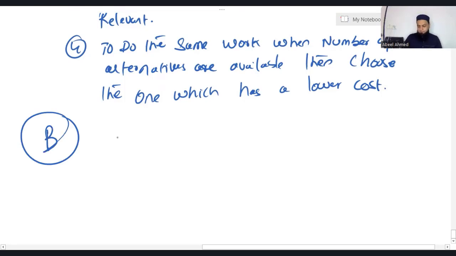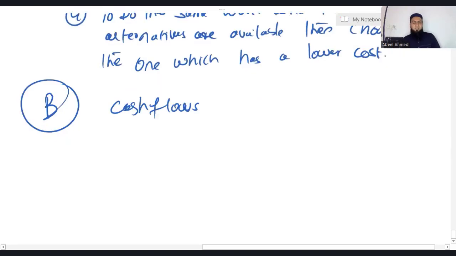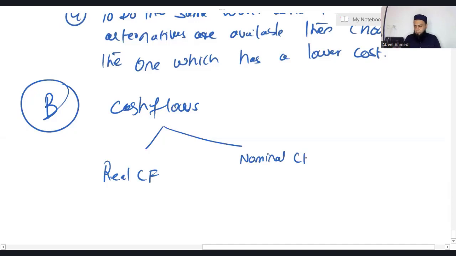Cash flows. The second basic principle which we're discussing is cash flows. Actually, we have two types of cash flows. One is real cash flow, another is nominal cash flow. I'm just giving you a few ideas, then we'll start the new lecture from this point, inshallah. One is real cash flows without inflation. Second is nominal cash flows with inflation.